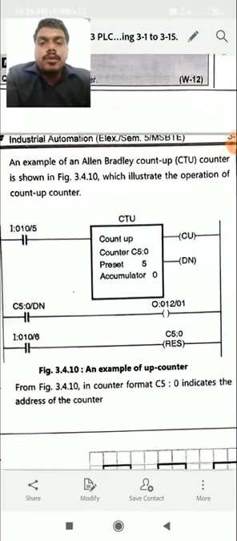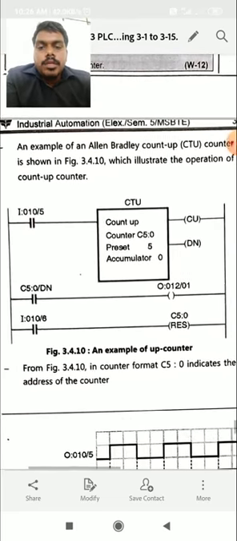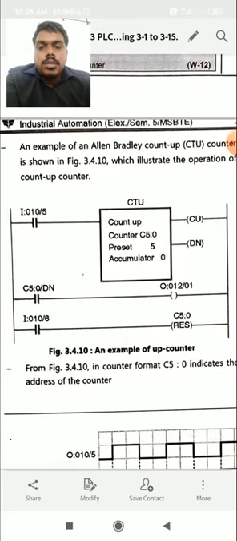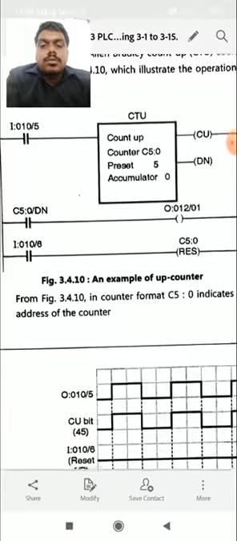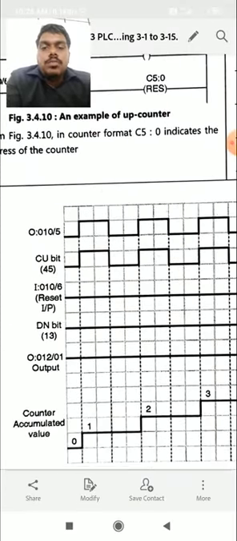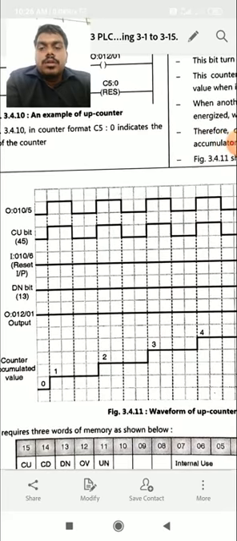An example from Allen Bradley. In the counter format C5, the preset value is given and the accumulator value is initially 0. This is the block diagram: input, count up counter, and bits.